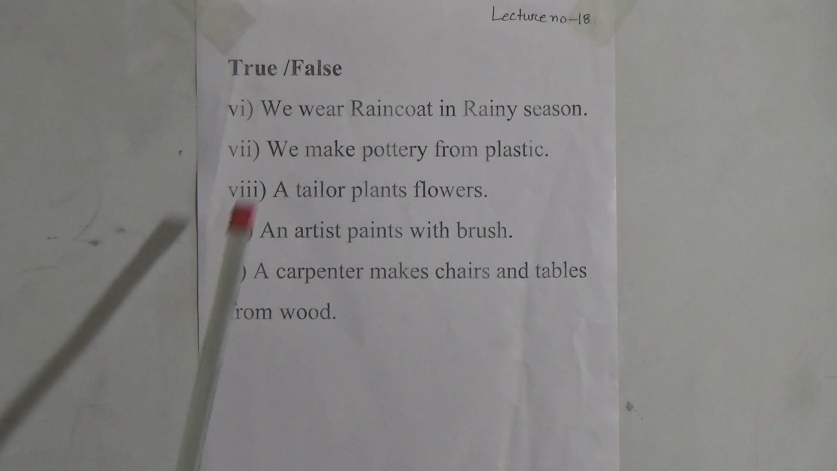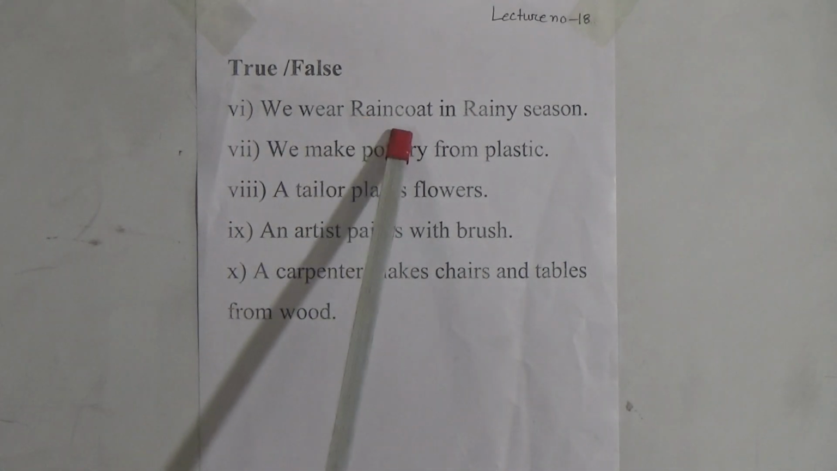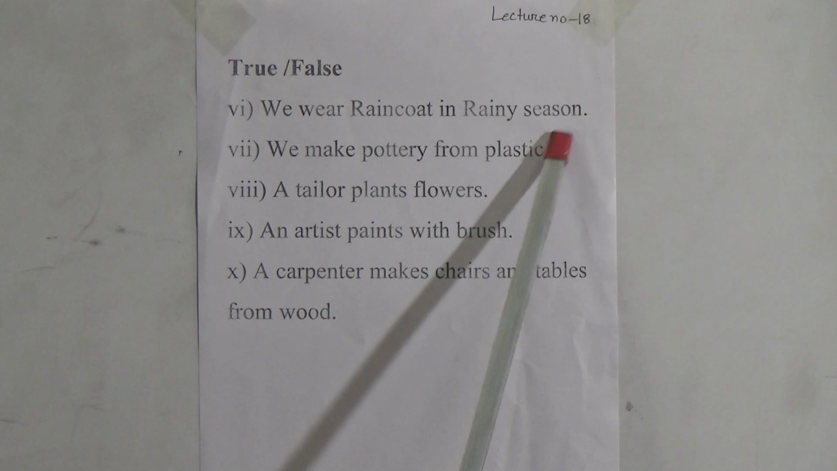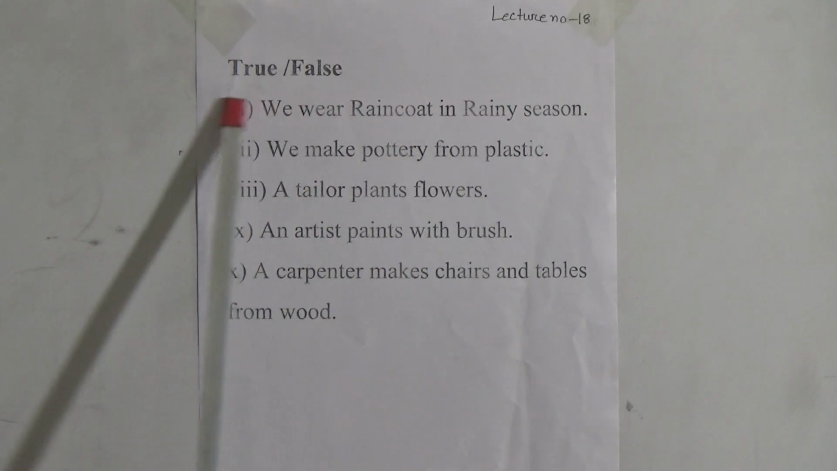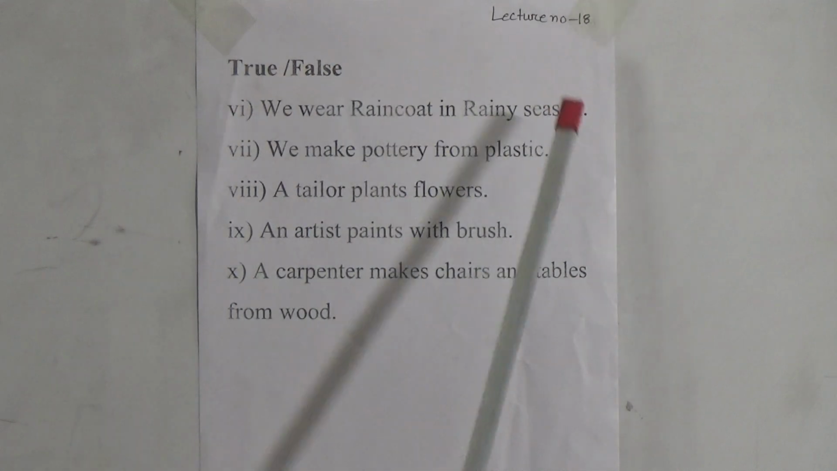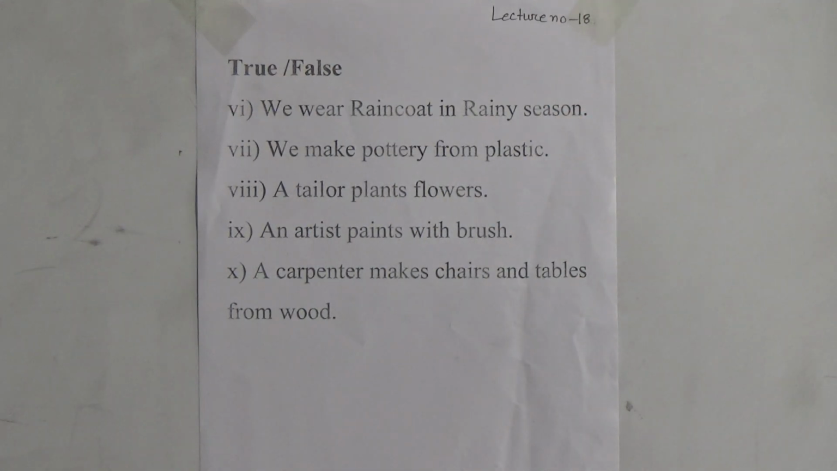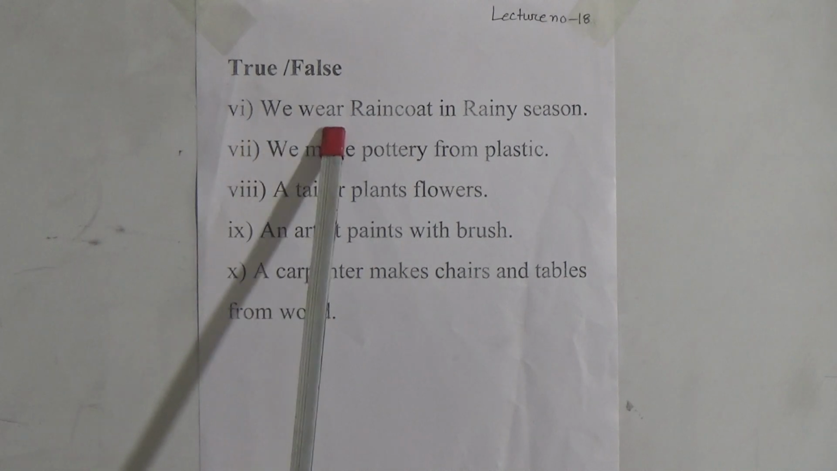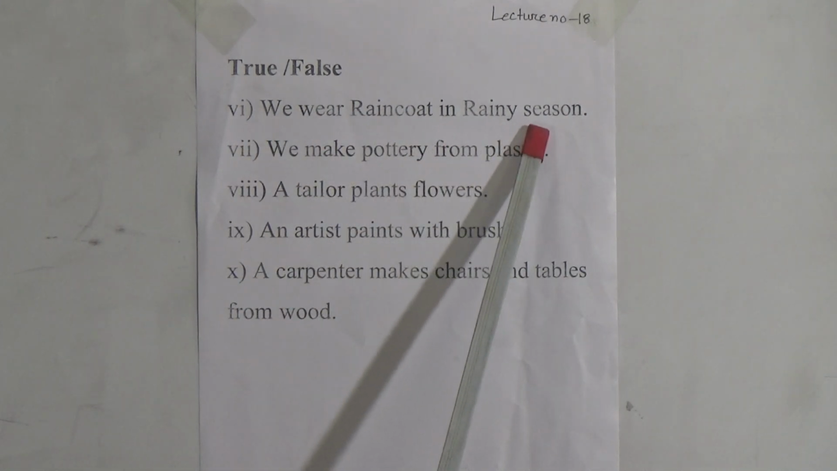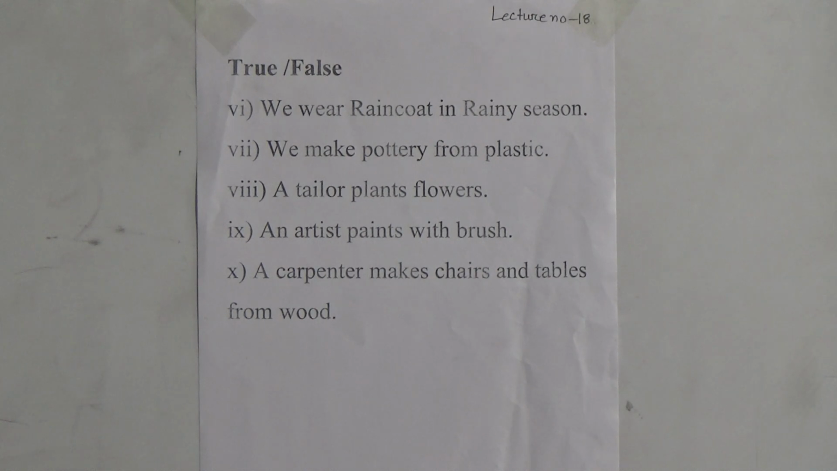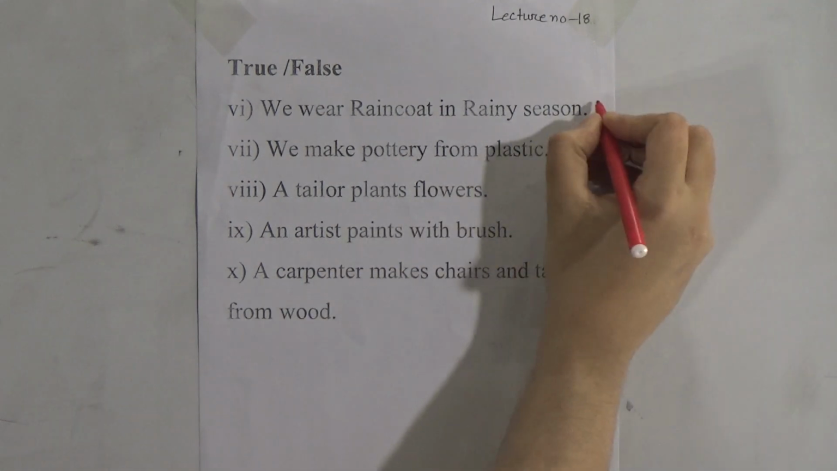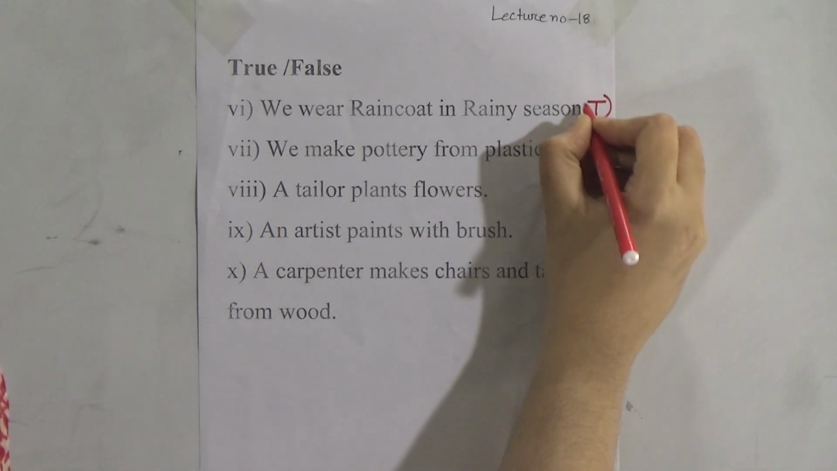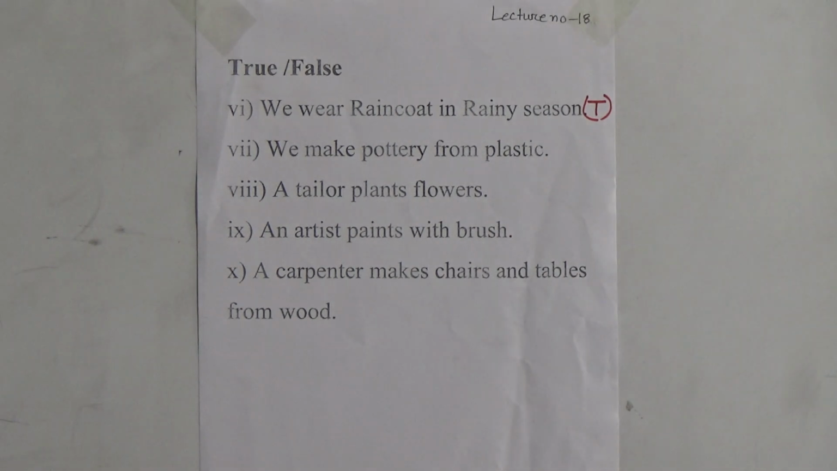Here is 6 number. We wear raincoat in rainy season. If this statement is true, then we will write here only T, and if this statement is false, then we will write only F here. So 6 number is we wear raincoat in rainy season. Yes, we wear raincoat in rainy season. That means this statement is true. Then you have to write T, that means true.